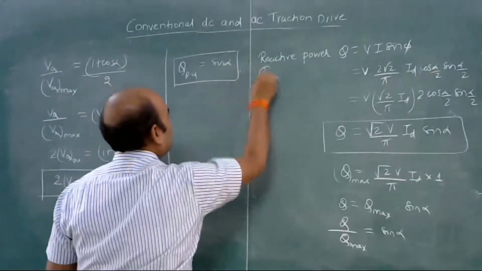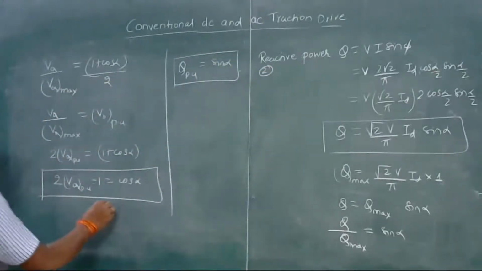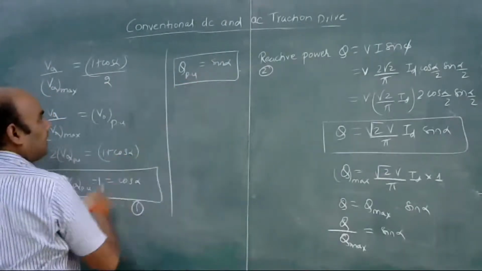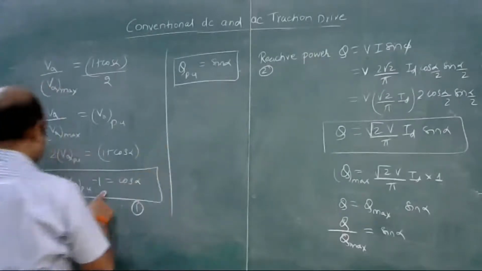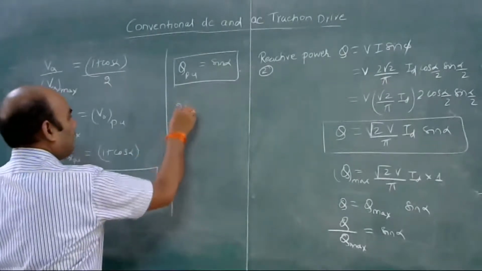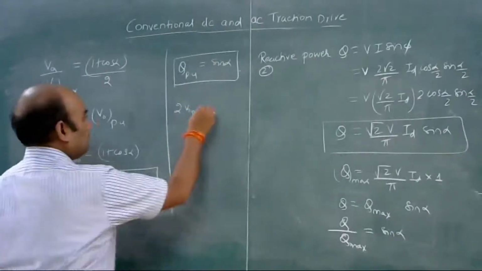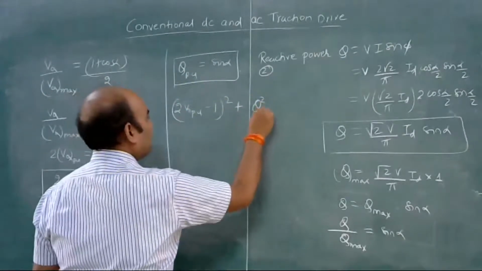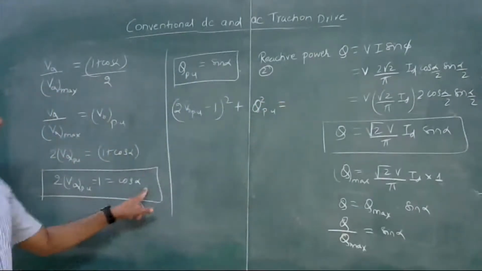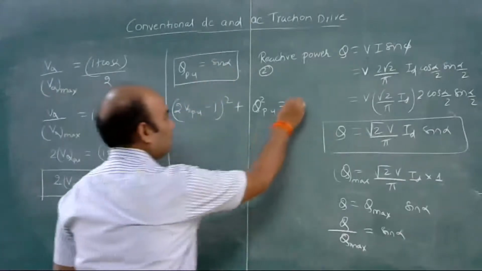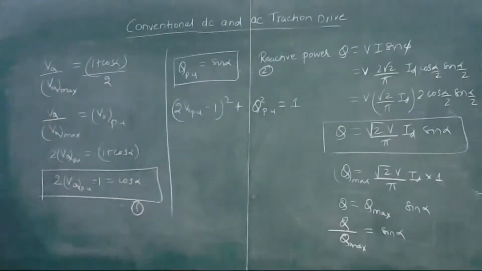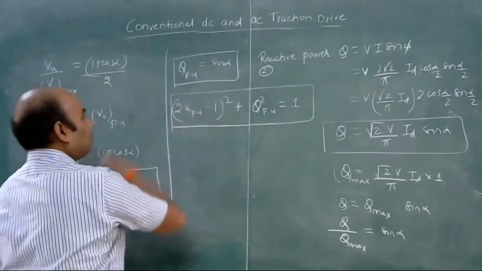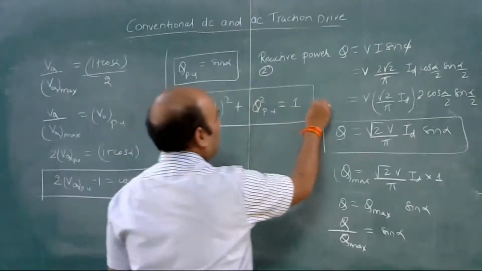And let's take this equation number 2. So this is equation number 1. So squaring both this equation and adding equation number 1 and 2, we get (2V_out per unit minus 1) whole square plus Q square per unit is equal to cos square plus sin square, which is equal to 1. Okay. So this is the relationship between per unit output voltage and per unit reactive power.